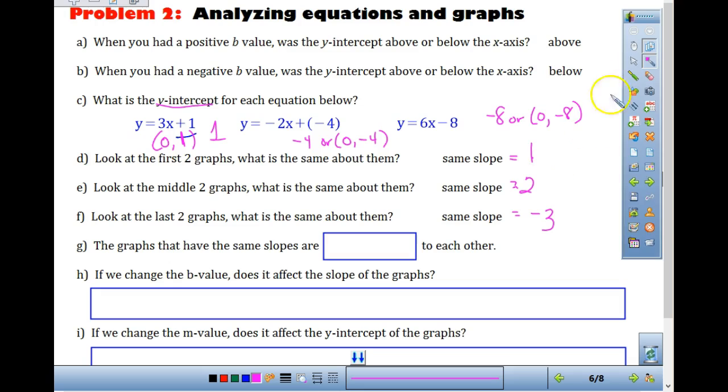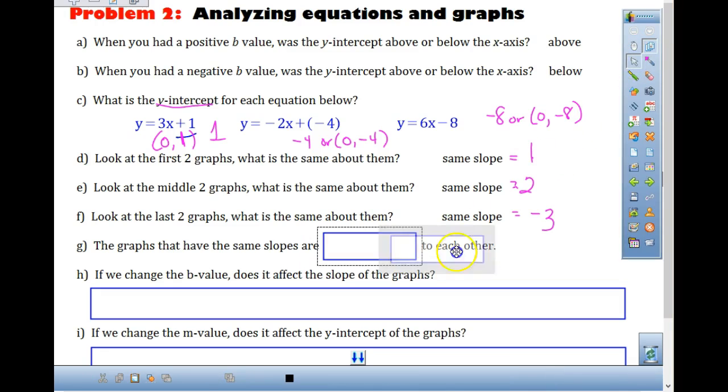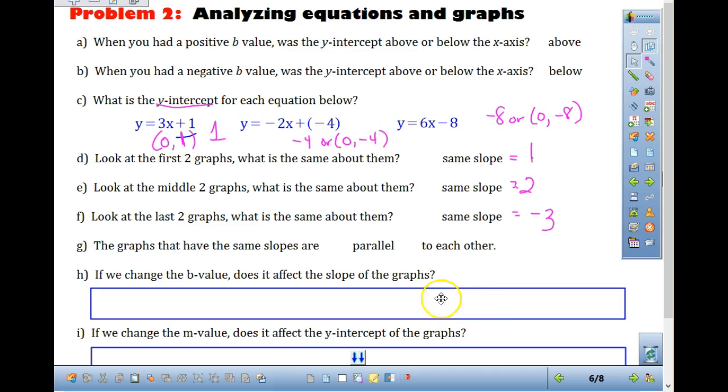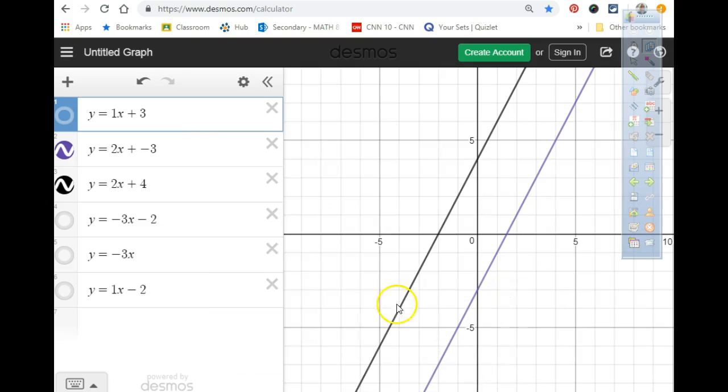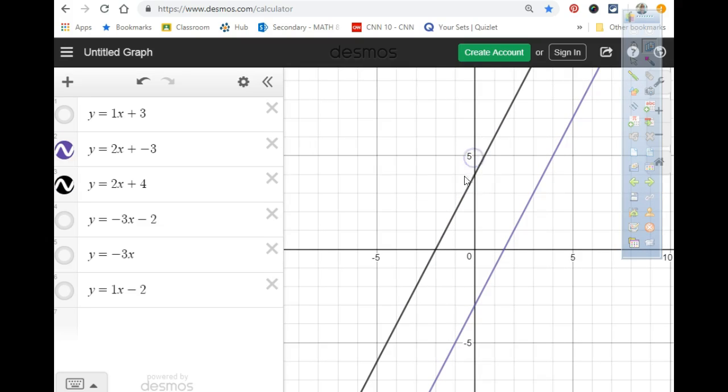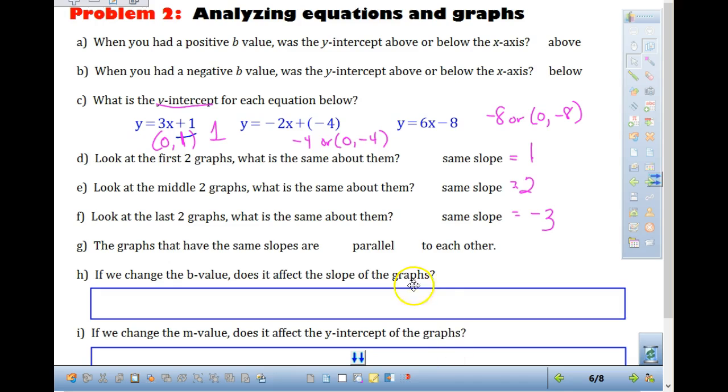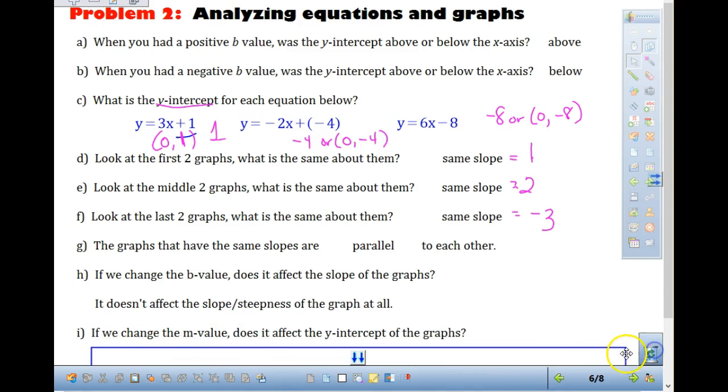Graphs that have the same slopes are, what did we say? Parallel to each other. It says if you change the b value, does it affect the slope? So the number that I'm adding, when I look at plus negative 3 and plus 4, does that ever change the slope of the line? What does it change? It changes where we put the, what is that called? Special vocab today. It changes our y-intercept. It doesn't affect the steepness of the graph.